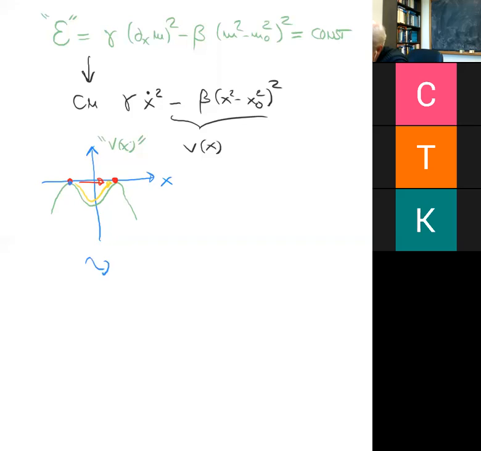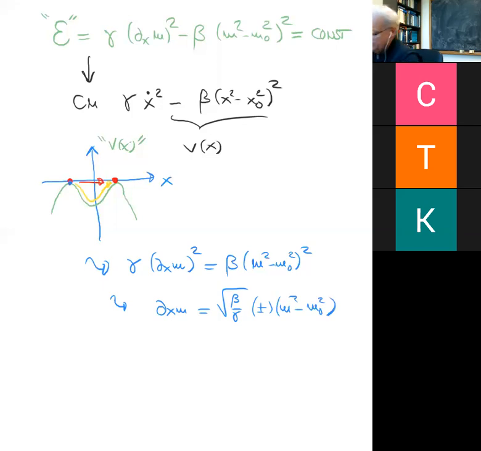So we conclude that what we have to solve is that gamma (dxm) squared is just equal to beta. I think I lost factors of 2 at some point, didn't I? No, I didn't. Okay. So we just want to solve this. And now I can just go ahead and solve. So this means that dxm is square root of beta over gamma times, strictly speaking, plus or minus, square root of m squared minus m naught squared.